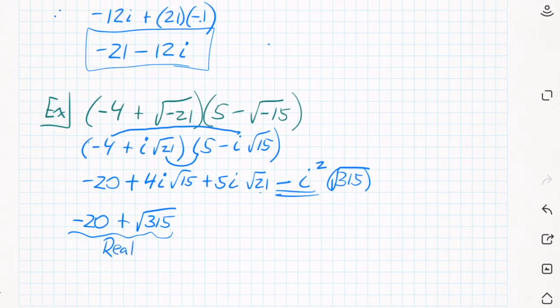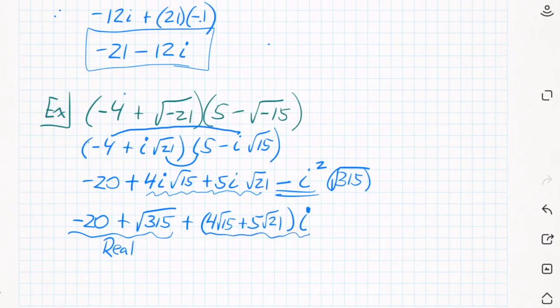And then the imaginary part is the things that have the i's left behind. So the best I can do is to factor out the i, way over here to the very far right, and leave what's behind. So it's going to be 4 square root of 15 and 5 square root of 21, and they're both positive. All right, and that's the imaginary part.